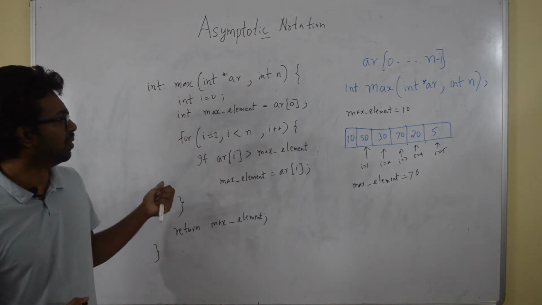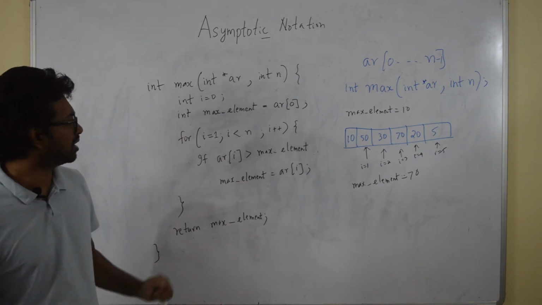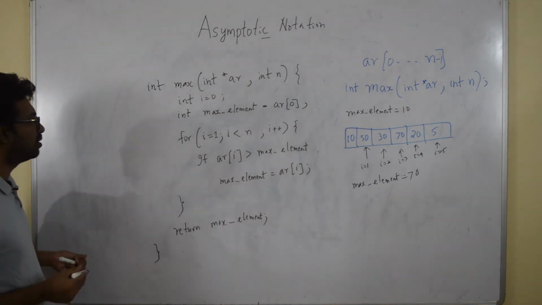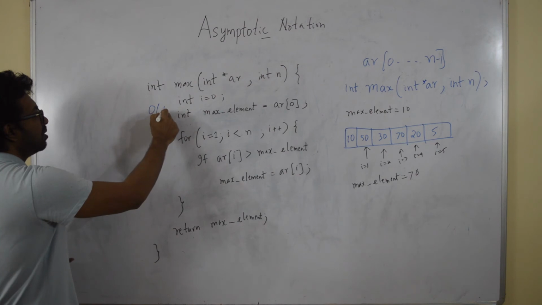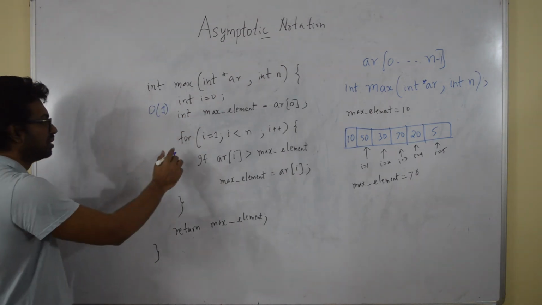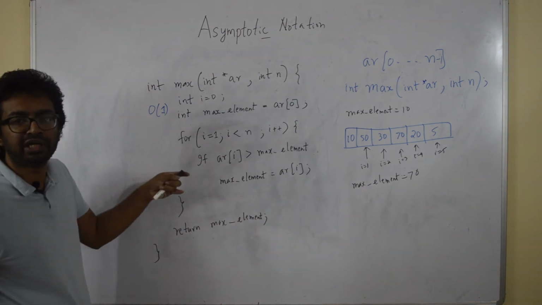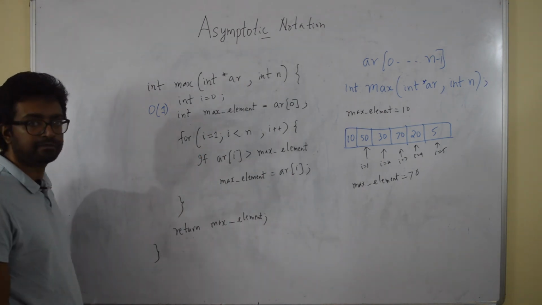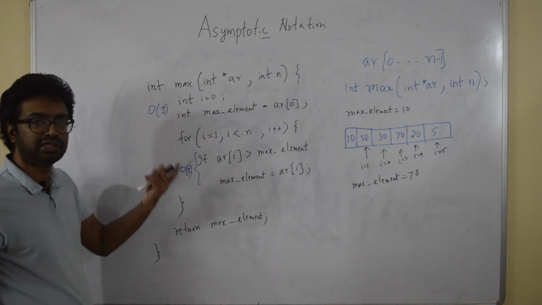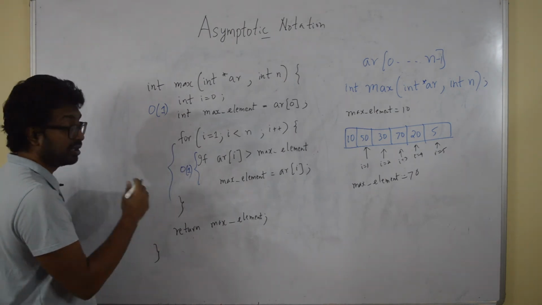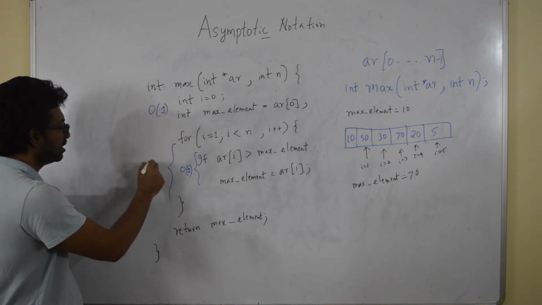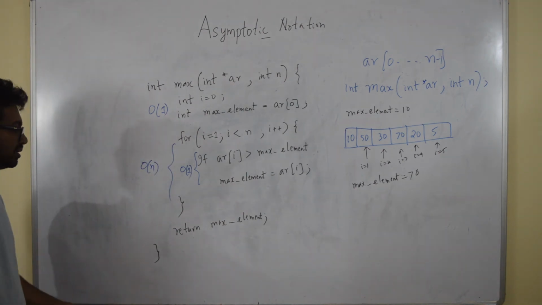And now the question is, how much time does it take? We know the answer, right? All these statements are going to take order one. Right, this is going to take order one, this is going to take order one. What about this? This gets executed n minus one times, right? The block of code inside is again order one, but this for loop gets executed n minus one time steps, and therefore this entire thing is order n. And this is again order one.